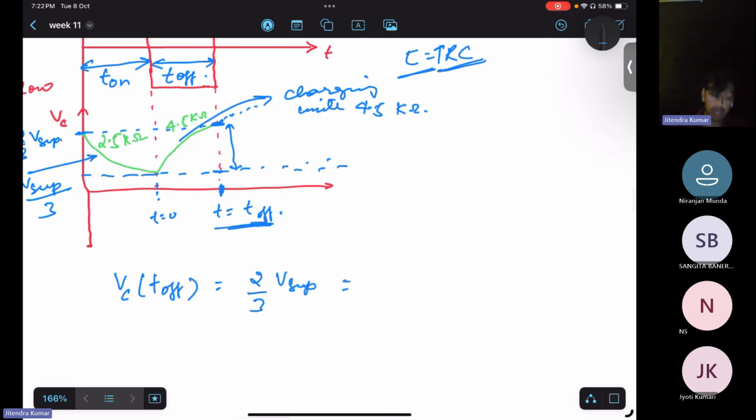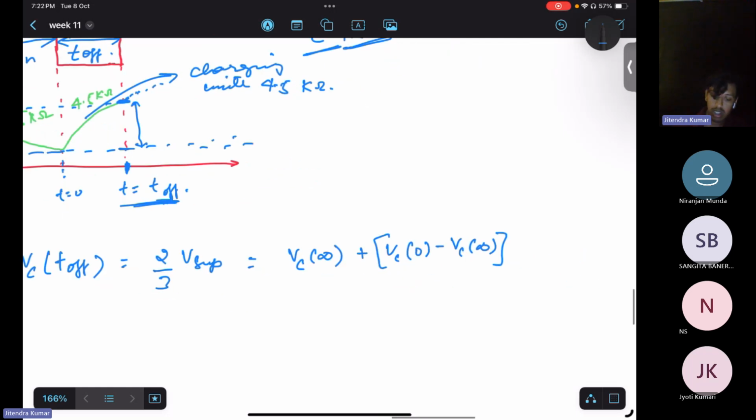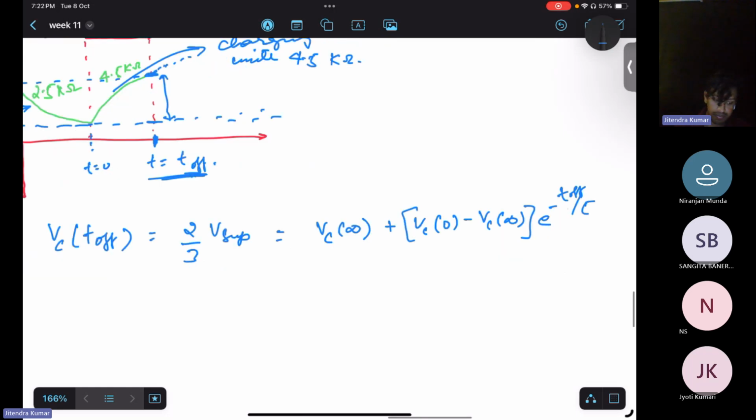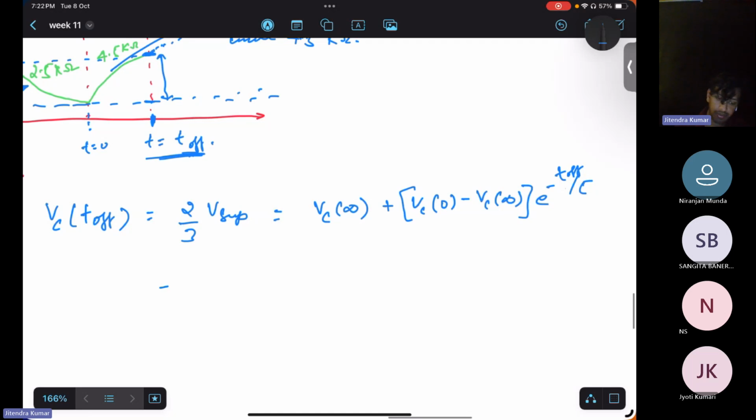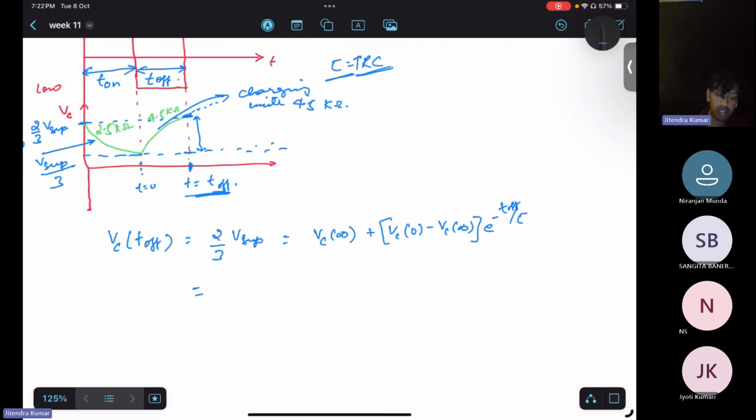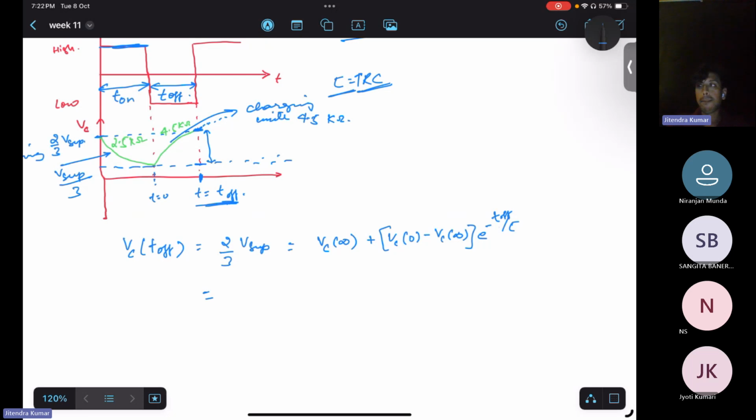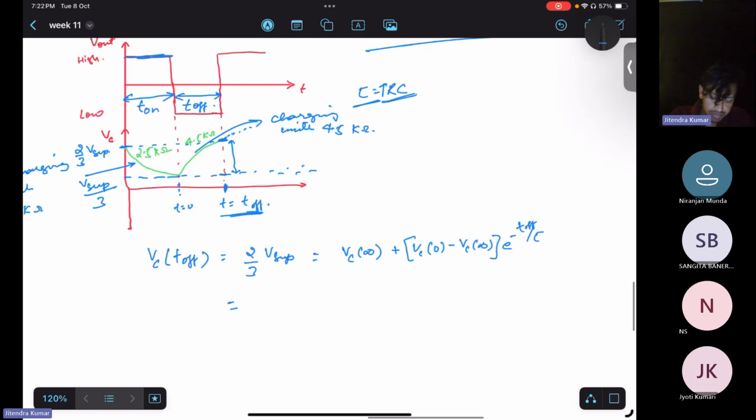Now we can incorporate this in the expression. From the transient network analysis, VC is VC at infinite plus VC of 0 minus VC at infinite, times e raised to power minus t by tau. And at the place of t, I can write T off. Is there any doubt in this step? How I am able to write this?